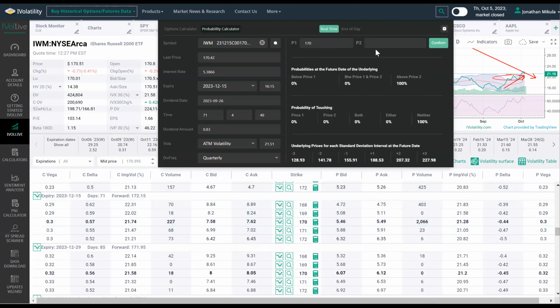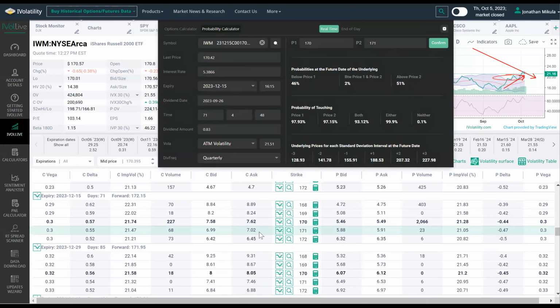So in this case, we'll keep it simple. We'll do 171. And what I want to know here is what's the chance that IWM will be above 171 at expiration? So hit confirm. So you can see there's only a 46% chance IWM will close below 170, which means there's only a 46% chance that I would be put. There is a 51% chance IWM will trade above 171, which is also very interesting because in this case, I could say, well, what if I wanted to buy this call option, right?